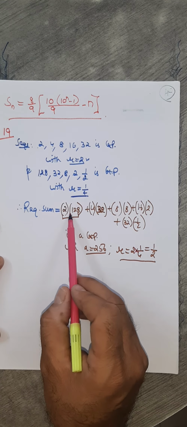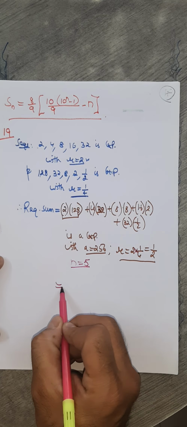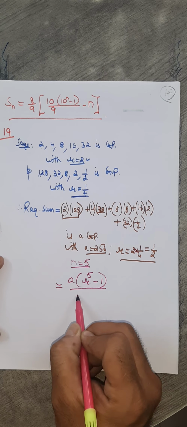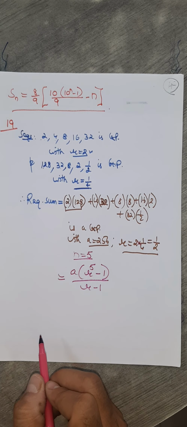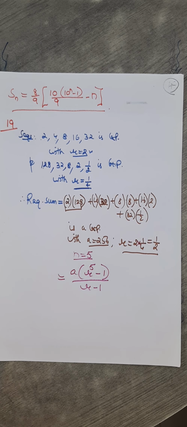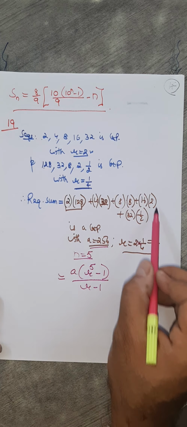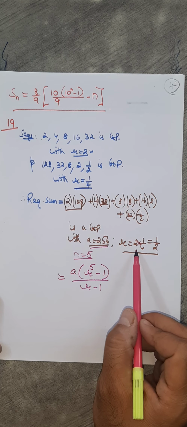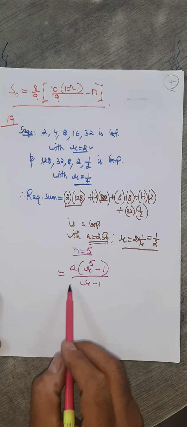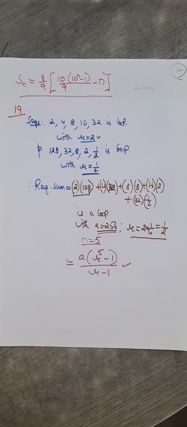How many terms do you want to add? 1, 2, 3, 4, 5. So n equals 5. Now use the formula A into R raised to n minus 1 upon R minus 1. Right? You know A. You know R. So you can just place the values and simplify. So you will get the required summation. What is A? 256 of this sequence. Remember, what is R? R is just half. Right? So just place the values and simplify. So this much I'm sure you can do.